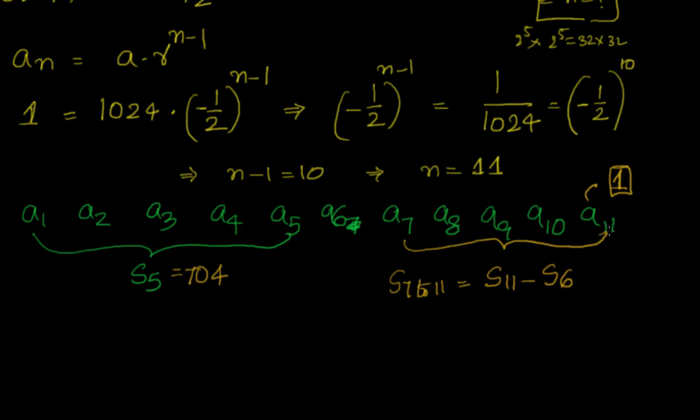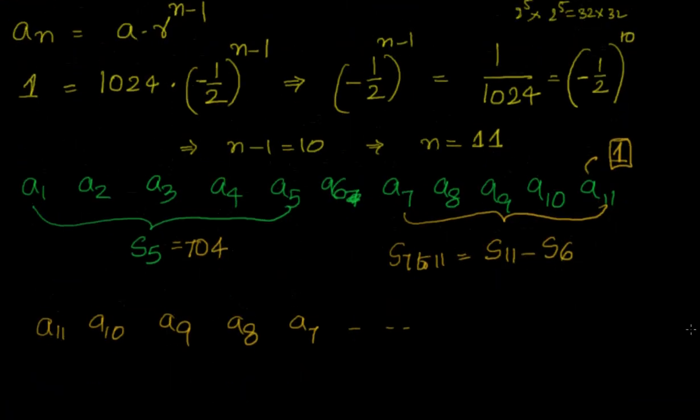Another way is, if you reverse this geometric progression and write it in the reverse, it will become a11, a10, a9, a8, a7. This is also a geometric progression only, right? Now what will be my first term? Now my a is equal to 1 because I am starting in the reverse now. And what will be my r? R will be reversed. Earlier r is minus 1 by 2. Now the r will become minus 2.